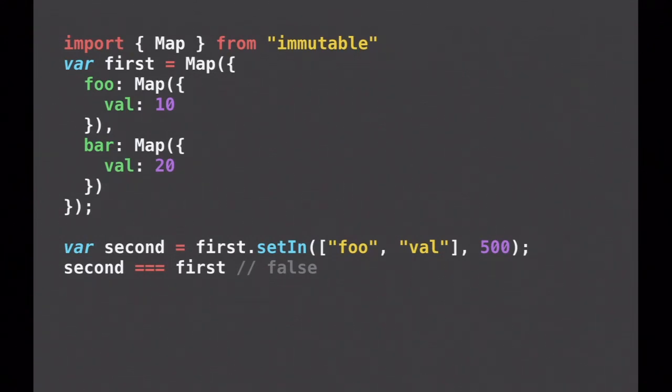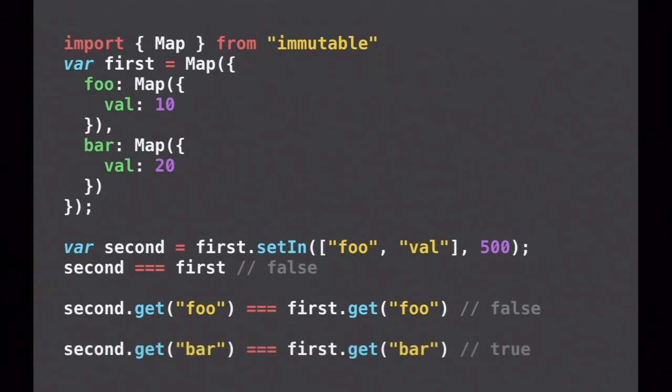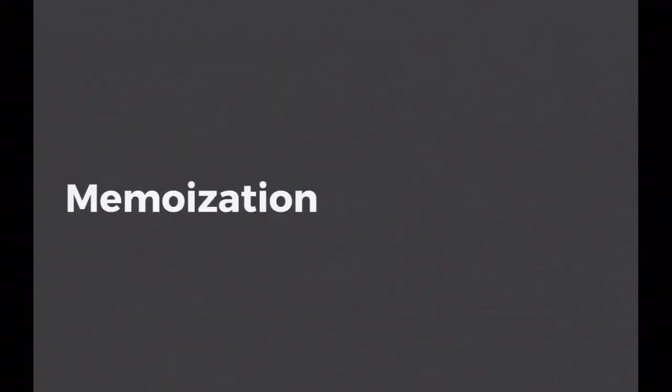So of course, that's going to result in a whole new map of maps. So we expect that to be false. And if we get foo from both the new one and the old one, we expect that to return false because we've edited that. But if we reach in and get bar, it's true because we just recycled it. So the whole thing did change from the top. But as soon as we get to a leaf that hasn't changed, we can detect it with reference equality, which is free.